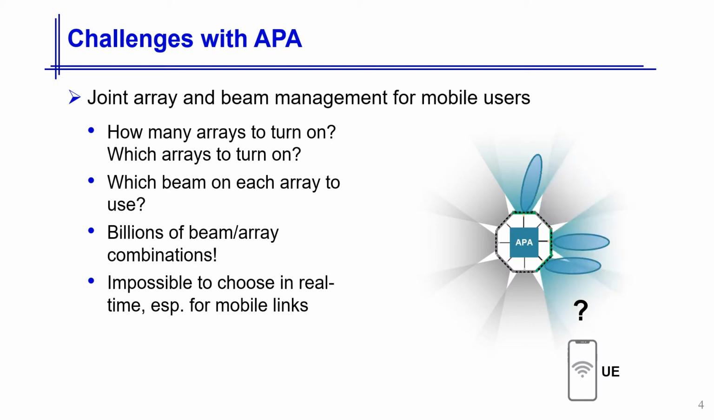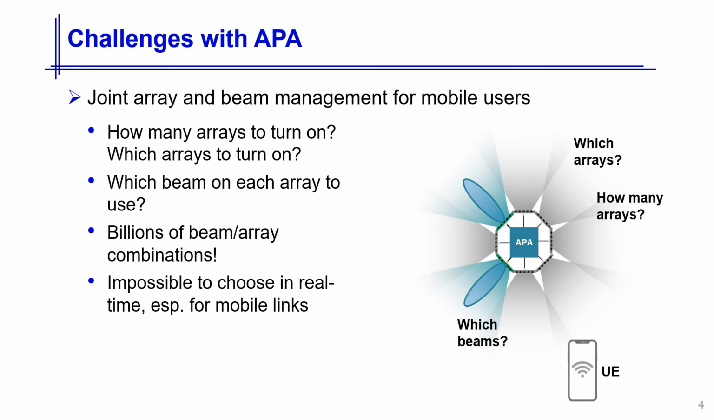For an APA radio, there are b to the power of p possible array beam combinations, where b is the number of beams and p is the number of arrays. For a typical 8-array AP with 64 beams for each array, it means 2.8 times 10 to the power of 14 combinations. It would take standard beam searching hours to traverse all these combinations, and it is impossible to select the best combination in real time, where links are mobile and require array beam selection every few hundred milliseconds.